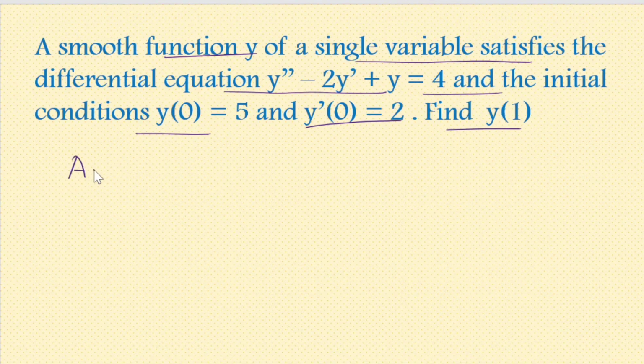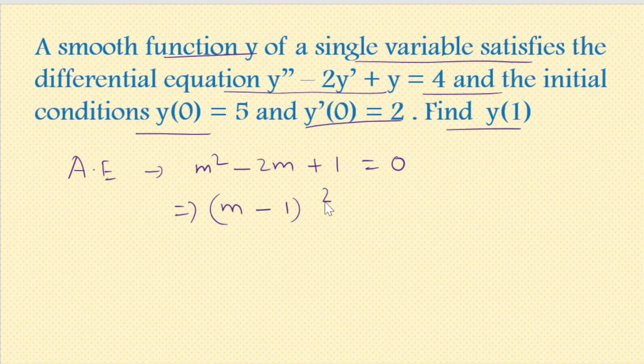First we write the auxiliary equation. So the auxiliary equation is m² - 2m + 1 = 0, and this factors as (m - 1)² = 0. That means m = 1, and so we get a double root of the auxiliary equation.